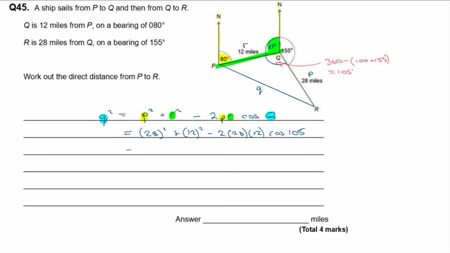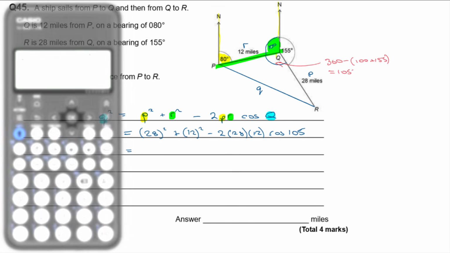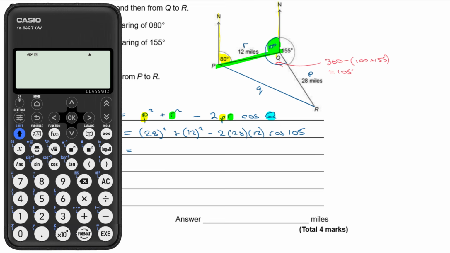105. Okay. Right, so again, I'm going to remember this time to press the root key first, so I don't have to do more than one thing. So Q is going to be the root of 28 squared plus 12 squared minus 2 times 28 times 12 times the cosine of 105 degrees, close bracket. Looks good. Right, what's that come out to be? 33.2.